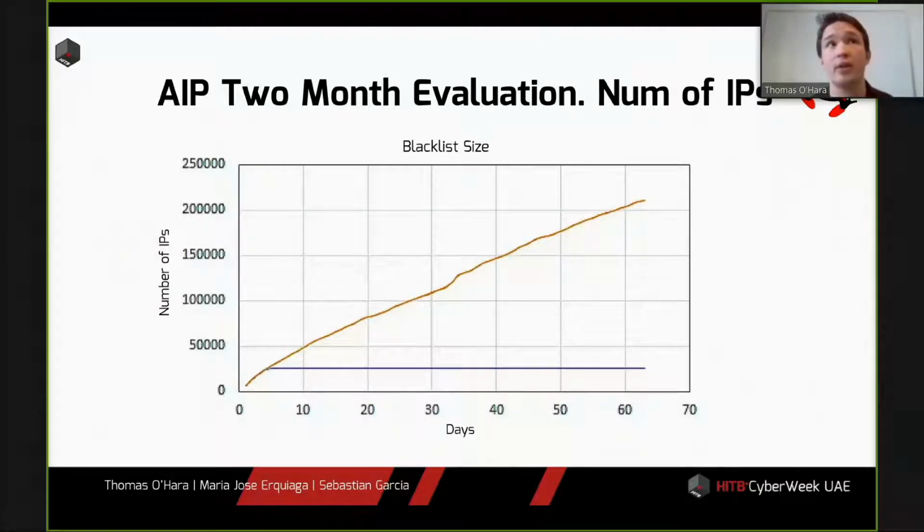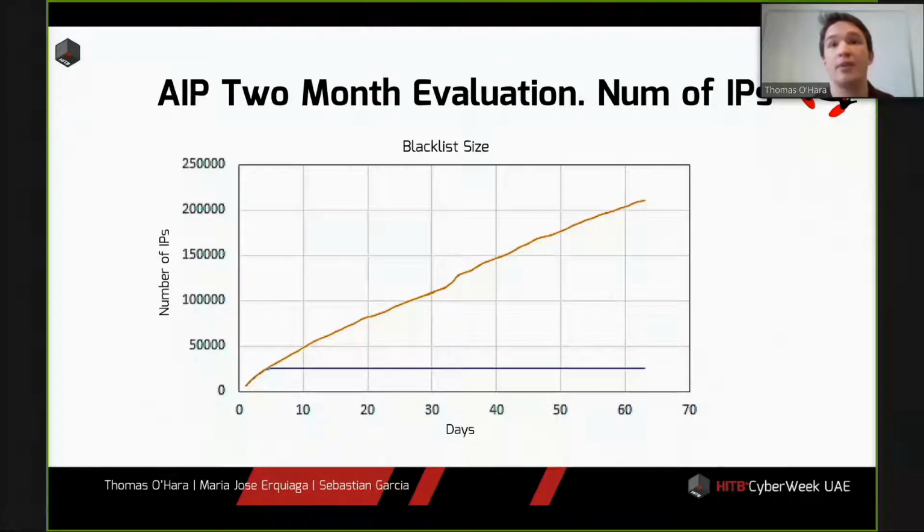So it's important to point out the size difference between these two blacklists as time goes on. As I said earlier, our AIP blacklist is a static top 20,000 IPs, so that doesn't change as time goes on. However, our all-IP blacklist grows at a linear rate as time goes on because every day new IPs are going to attack our network.